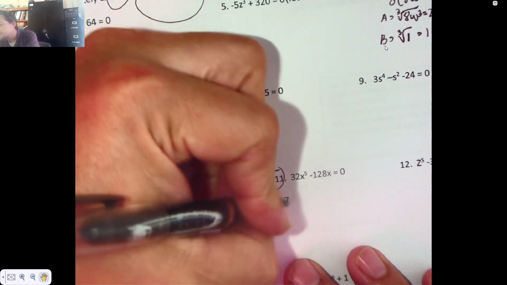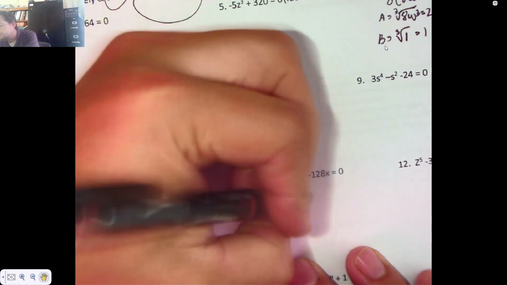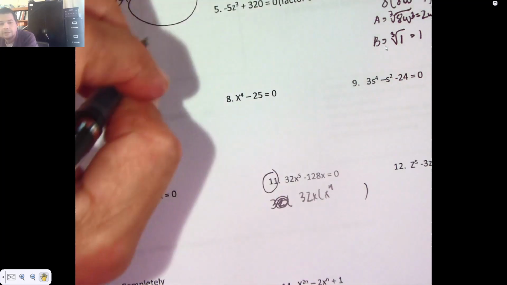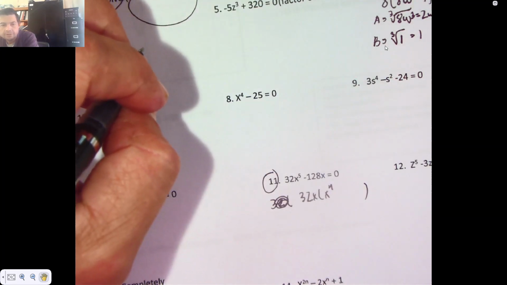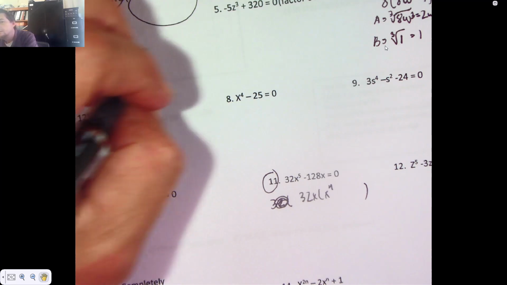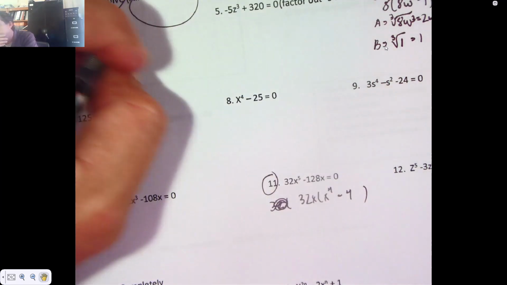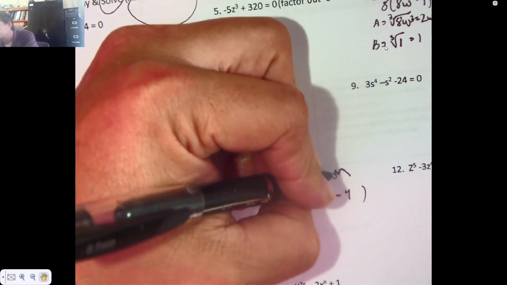Let's look at 11. What do those numbers have in common? They're both divisible by 32. Oh, a little bit more. 32 and an x. If you pull a 32x from 32x to the fifth, you will have an x to the fourth left over because 32x times x to the fourth is 32x to the fifth. If you pull a 32x from 128, you'll have a minus 4. Now, when I look at this, I see a squared minus b squared.